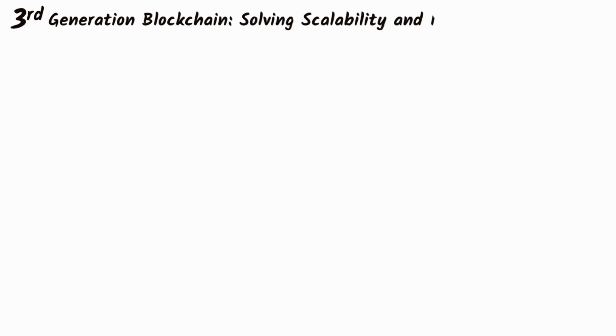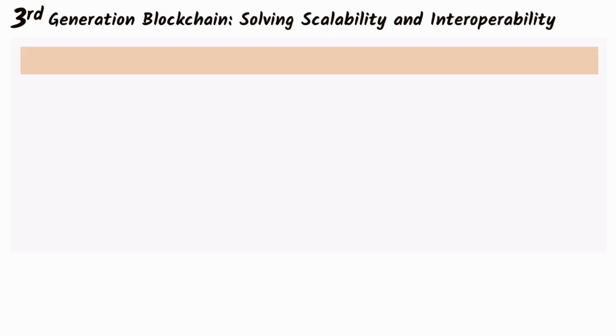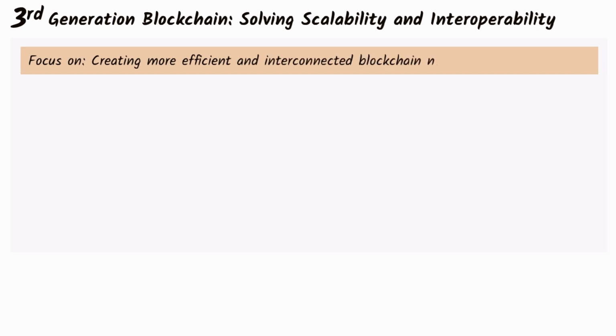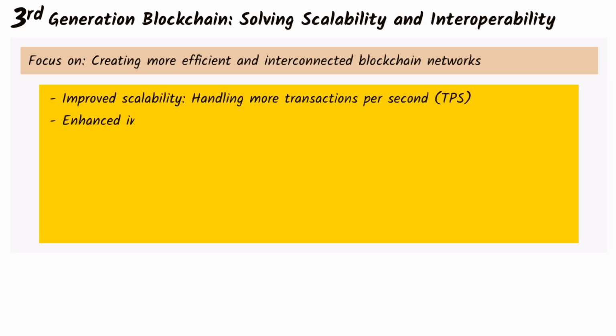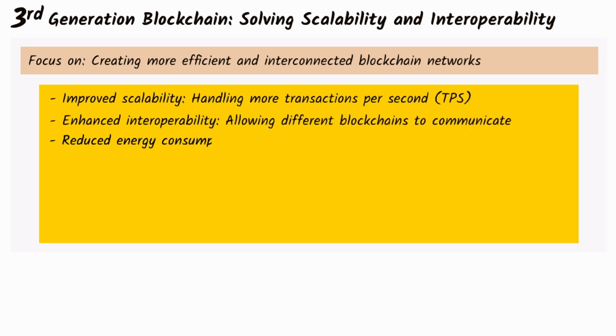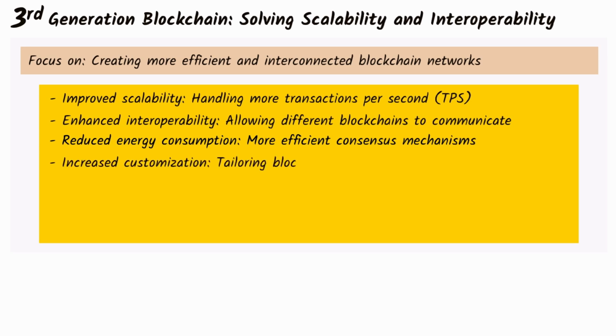Third generation blockchain, solving scalability and interoperability. The third generation of blockchain technology aims to address the scalability, interoperability, and sustainability issues of the previous generations. This generation focuses on creating more efficient and interconnected blockchain networks. Improved scalability, handling more transactions per second. Enhanced interoperability, allowing different blockchains to communicate. Reduced energy consumption, more efficient consensus mechanisms. Increased customization, tailoring blockchains for specific use cases.